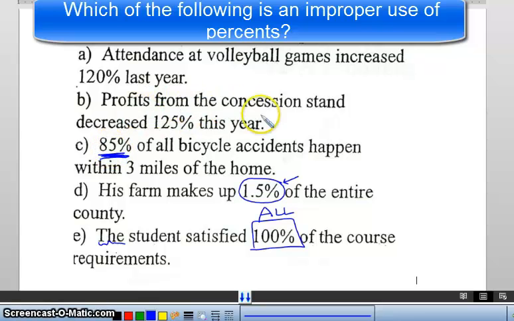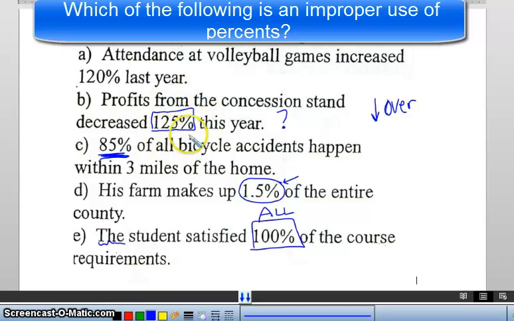B says profits from the concession stand last year decreased 125% this year. That sounds kind of weird. 100% would be all. And it says profits from the concession stand decreased 125% this year. So that means compared with last year, the profits went down over 125%. So that means over everything, because 100% would be all of it. So you can't tell me that the profits went down more than they had last year.